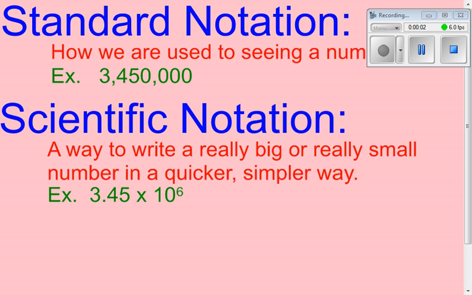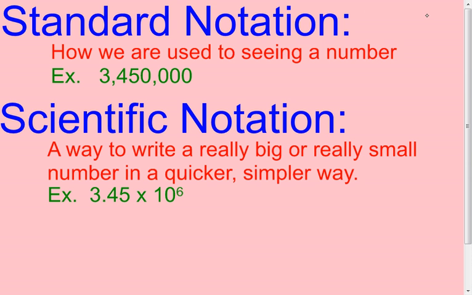In this lesson, we are going to be looking at how you write numbers in scientific notation and then converting them back and forth from standard notation to scientific notation. Scientific notation is a way that we write either really big or really small numbers so that we don't have to write a whole bunch of zeros when we write a number, because that can be hard to read.